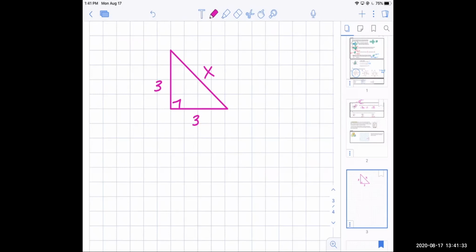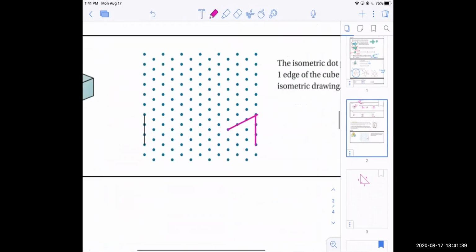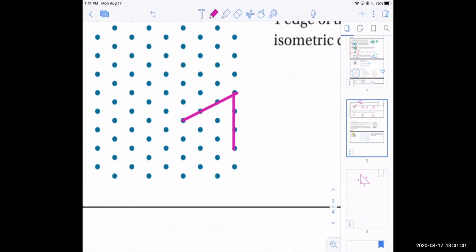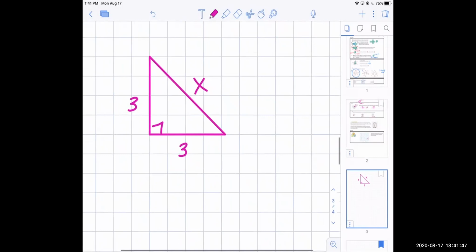This graph paper is different than the way that isometric dot paper works. What's special about isometric dot paper is you can go diagonally and the length is still the same. On this grid, the diagonal length is not the same. So we need to know how to calculate that.